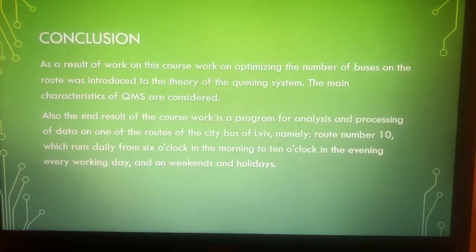Conclusion. As a result of the coursework on optimizing the number of buses on the road, the theory of queuing systems was introduced. The main characteristics of QMS are constructed. Also, the end result of the coursework is a program for analysis and processing of data on one of the routes of the city bus of Lviv, namely route number 10, which runs daily from 6 o'clock in the morning to 10 o'clock in the evening every working day and on weekends and holidays.